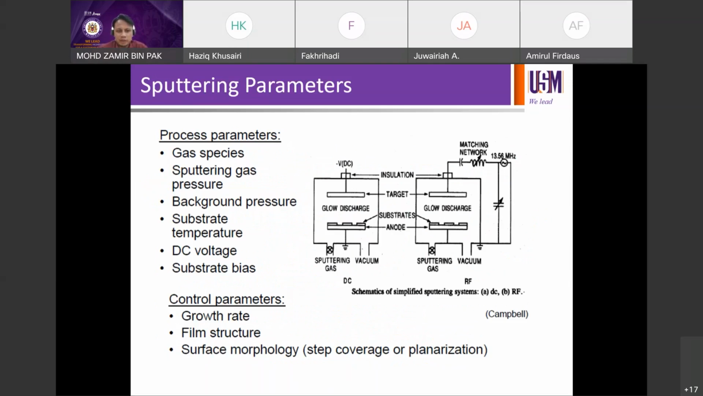So process parameters in the sputtering. Okay, you have gas species. So if you compare DC and RF on the left and on the right hand side, you can see the difference. You have pretty much the same thing in the chamber. The difference is in the VDC versus matching network. Okay, DC input and RF input, and this matching network is adjusted so that you can deliver 13.56 megahertz as your frequency of the system.